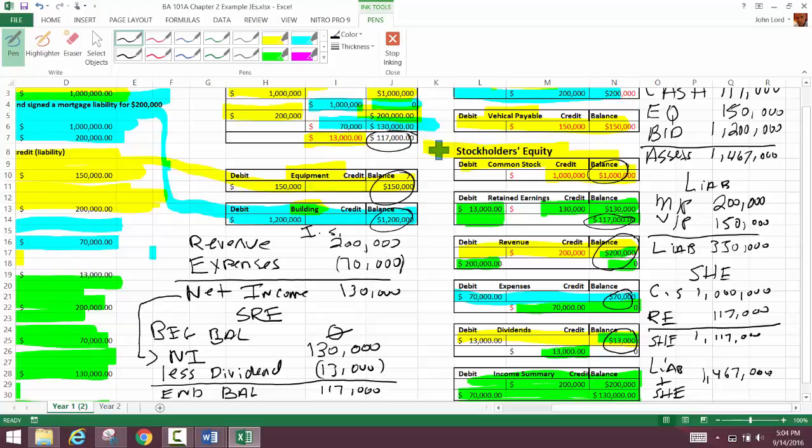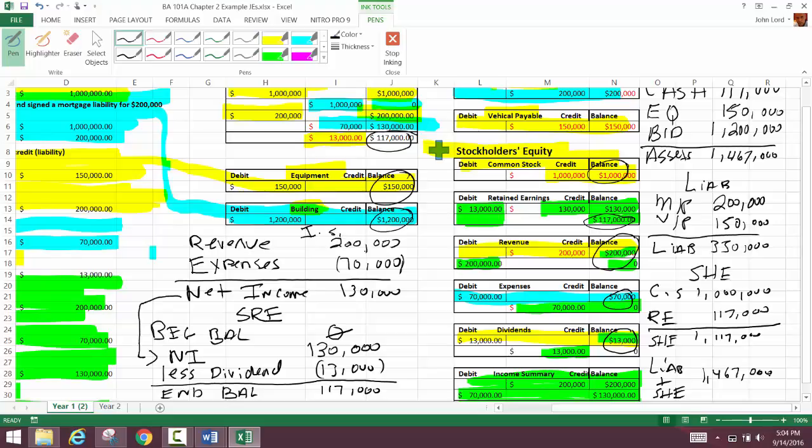Yes, sir. Why do the retained earnings get to go under the stockholders' equity on your balance sheet? Because that's where it belongs. That's where it's supposed to be. It's equity. It's what I have left of my earnings for the period. It belongs under stockholders' equity.